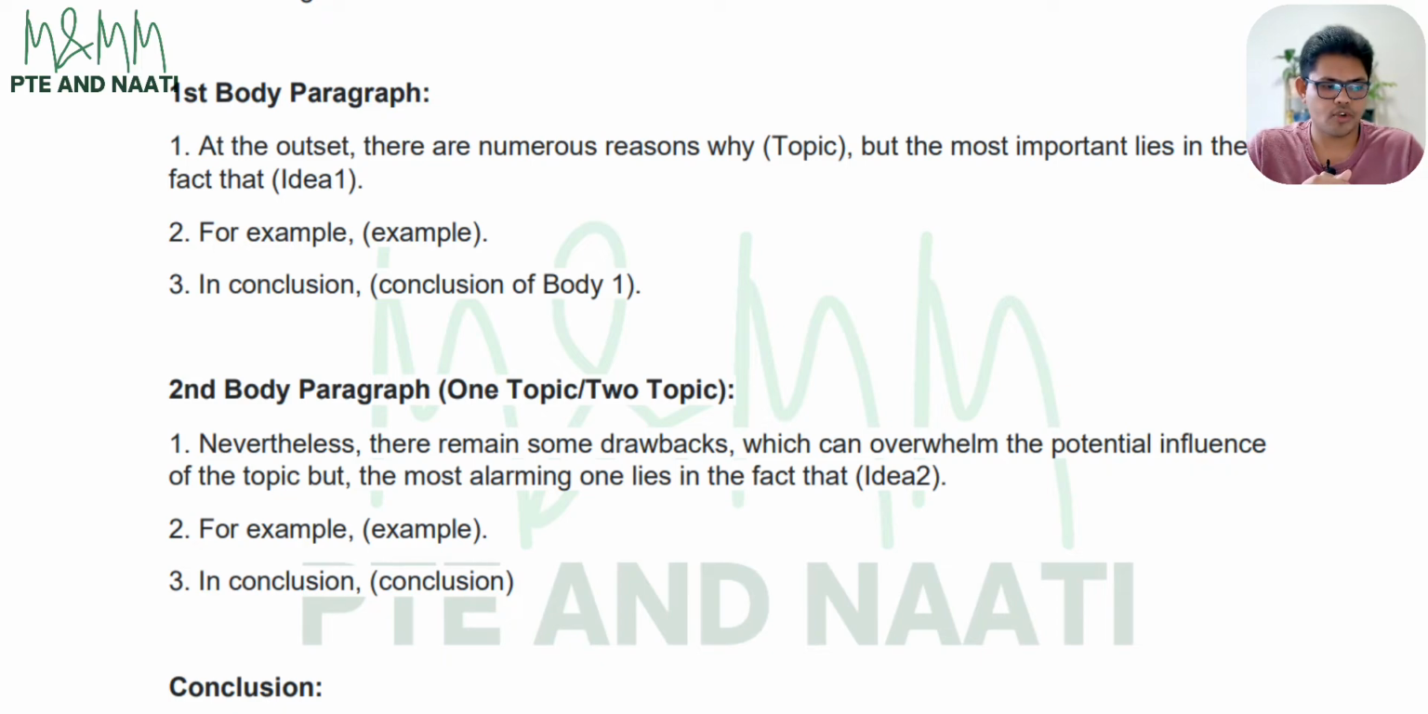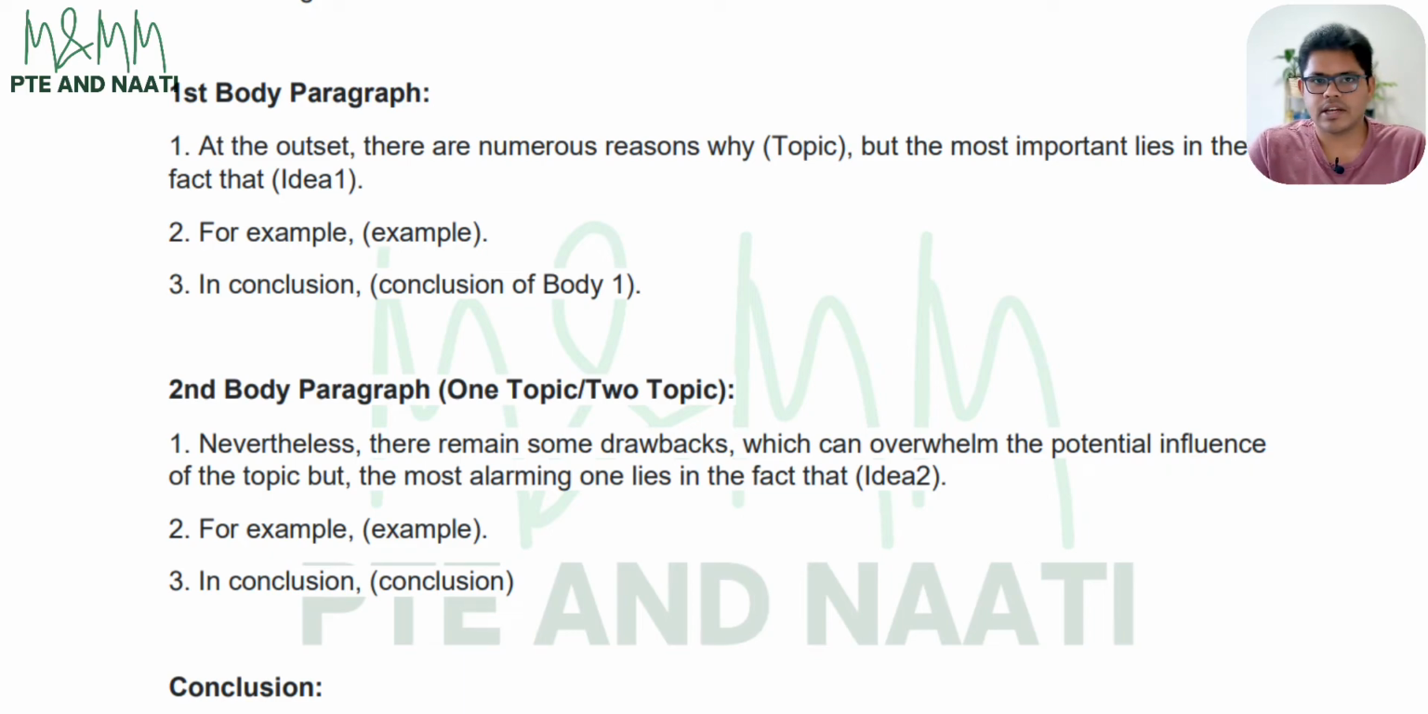And similarly, if I go and write in the negative paragraph, I'll write something about the past. Nevertheless, there remain some drawbacks which can overwhelm the potential influence of the topic, but the most alarming one lies in the fact that there were not many schools and colleges in the past, hence reading and writing was compromised. See how I have put it in a negative way, that reading and writing was compromised in the past because not as many schools or colleges were there as you have today.